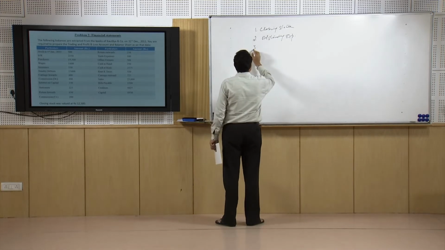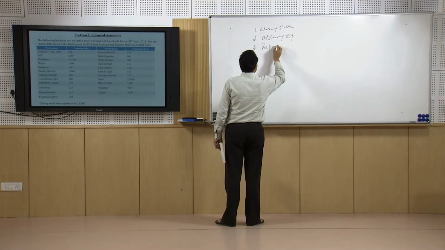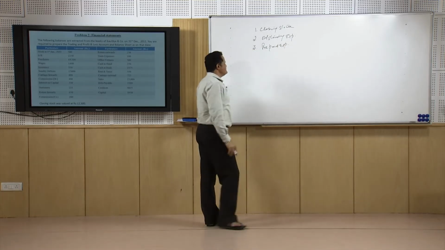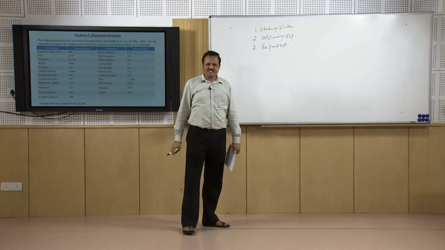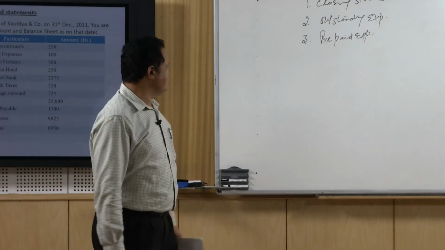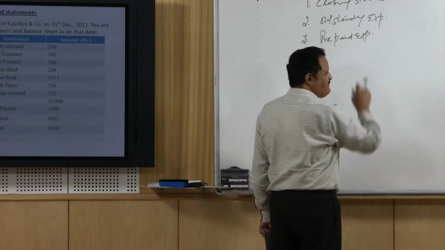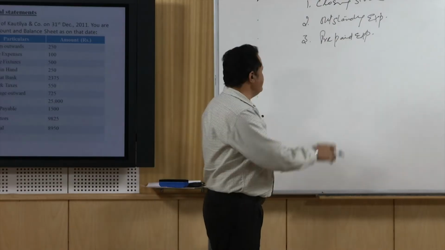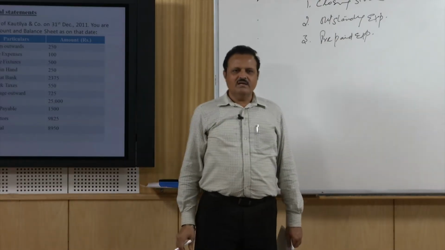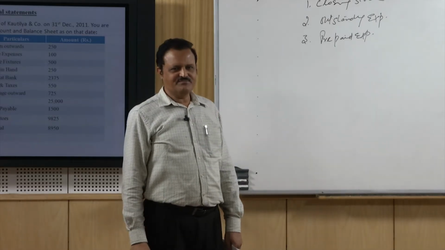Now the third could be prepaid expenses. It is the reverse of the second, outstanding expenses. Outstanding expenses means the benefit has been enjoyed but the payment has not been made, and the reverse of this is that we have paid in advance but the benefit has not yet been enjoyed.